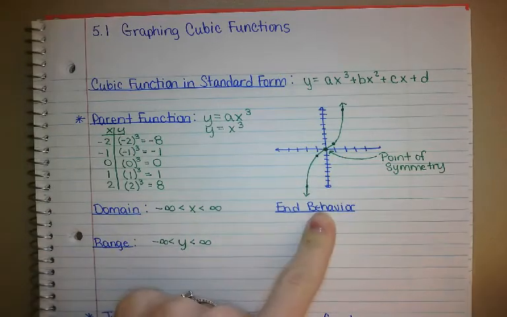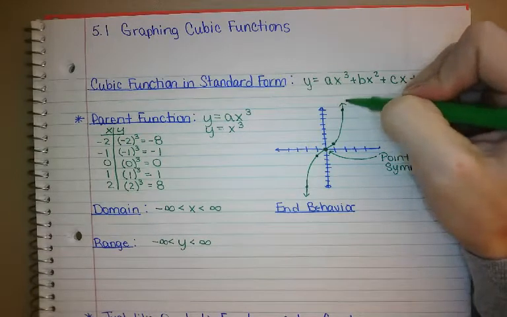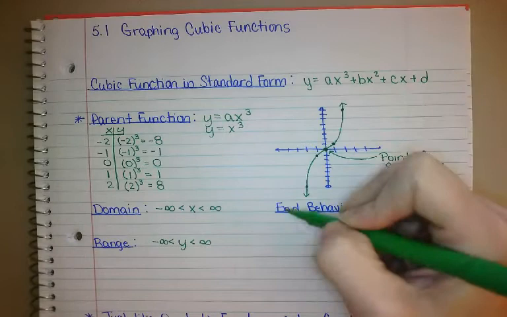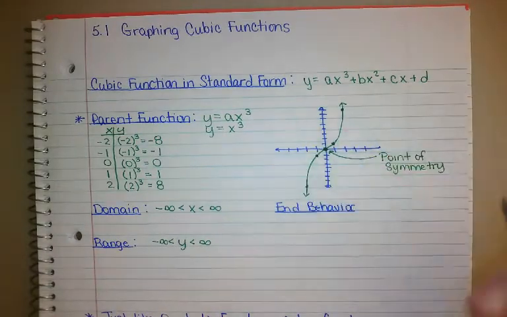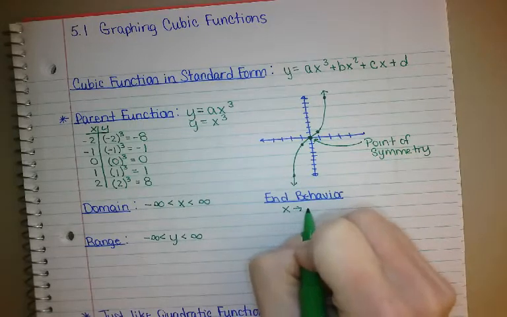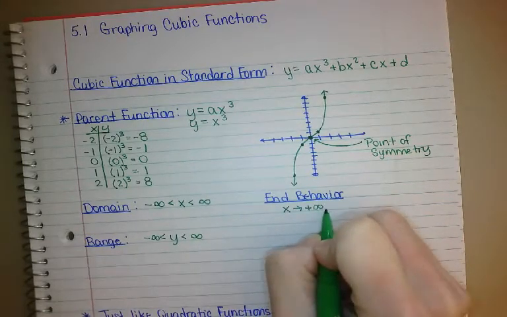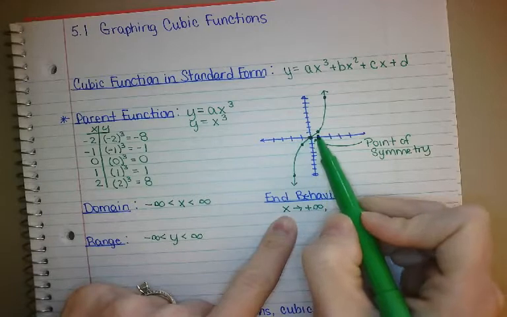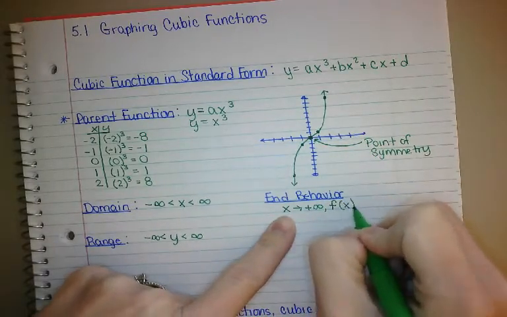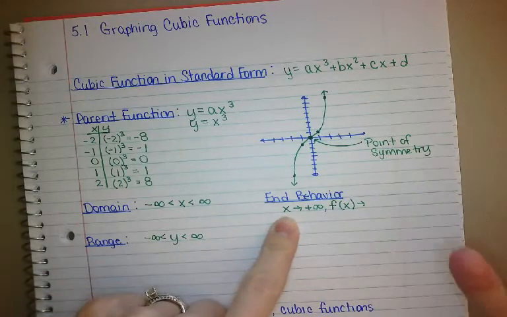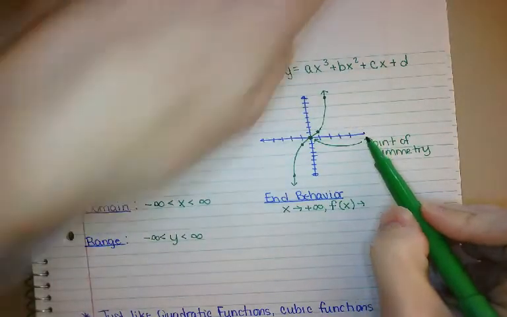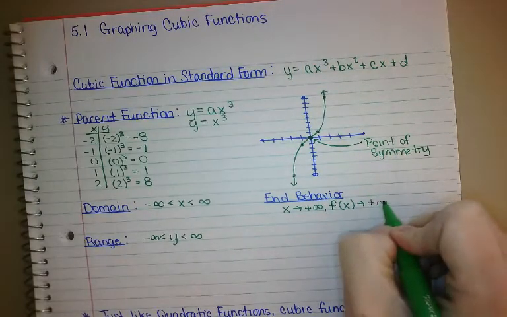Now, end behavior. You're describing to the reader, again, what's happening to this end and what's happening to this end. We don't really care about the middle. So we're going to say, as our x's approach positive infinity, and what that means is just as you go to the right on the graph, the y values, which are called the f of x, which way are the y values going? So as my x's go to the right, the graph goes up to positive infinity.